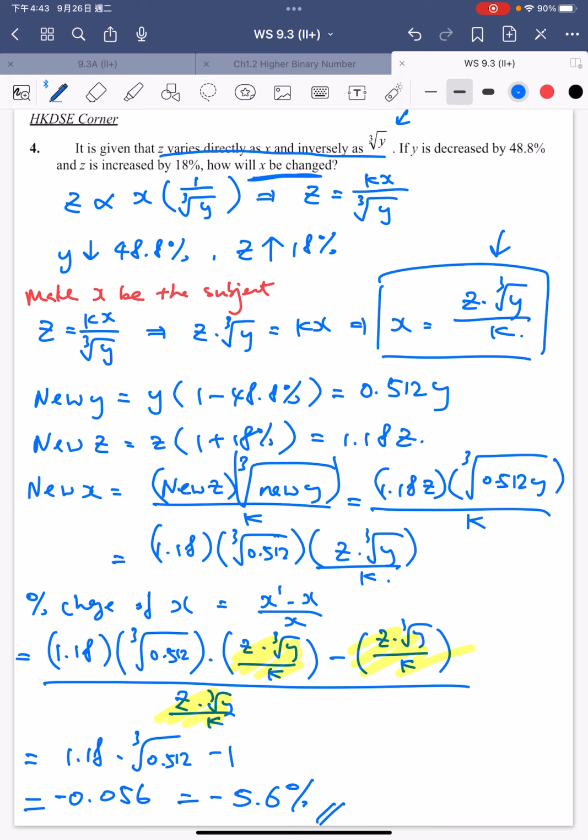Alright, so for this kind of question, the main thing is to make sure what percentage change you are calculating. Normally, we're just calculating the percentage change of Z, but it doesn't mean we cannot calculate the percentage change of the other variables. When they're asking for the percentage change of X, you just make X the subject. What if this time the question is asking for the percentage change of Y? Then just make Y the subject.